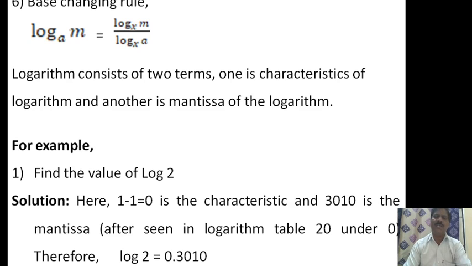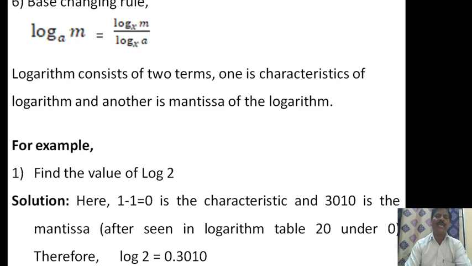Logarithm consists of two terms. One is the characteristic of the logarithm, and another is the mantissa of the logarithm. I will take one example to explain what is meant by the characteristic and the mantissa of a logarithm. The first example is to find the value of log 2.